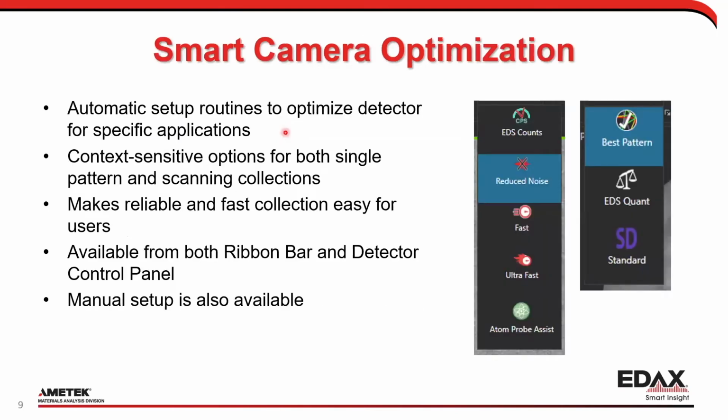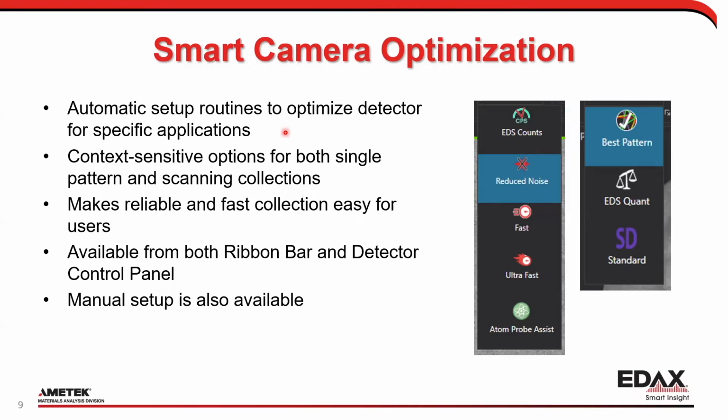You guys do have TEAM Apex on the Velocity system, while the Hikari does use TEAM at this point. Both these systems have what are called smart camera optimization routines. These routines optimize the camera for you using the camera settings. They are context sensitive. What I mean by that is if I'm on the single pattern tab or the EDS tab, I have different choices available to me than on the mapping tab. In this case, the EDS tab has an EDS counts mode, which allows me to slow down to make sure I get enough EDS counts. I will tell you that manual setup is also available. In general, I do manual setup.